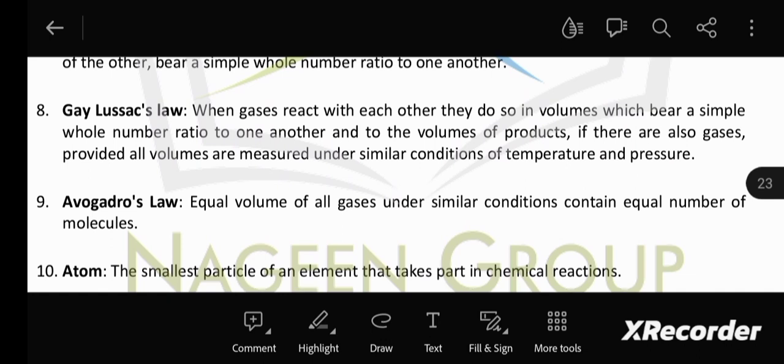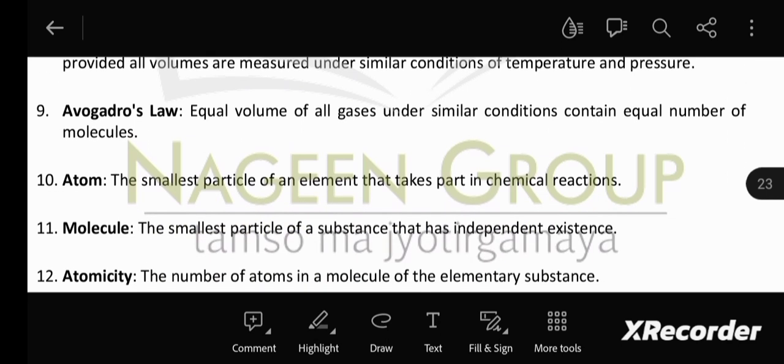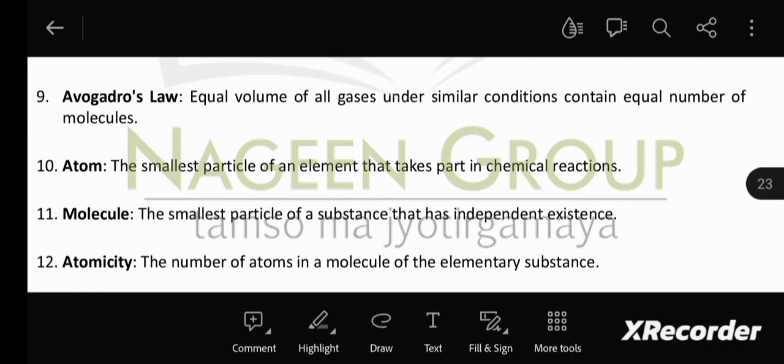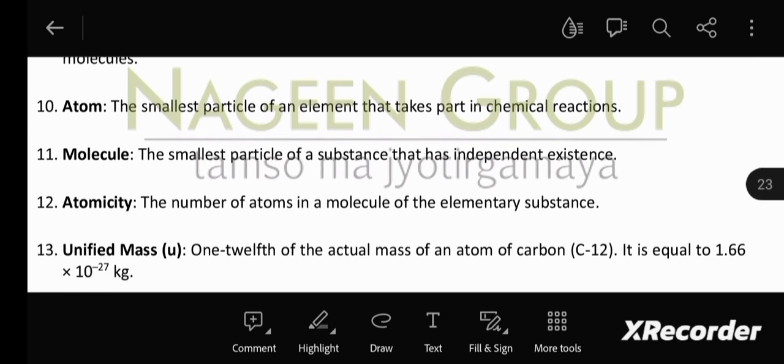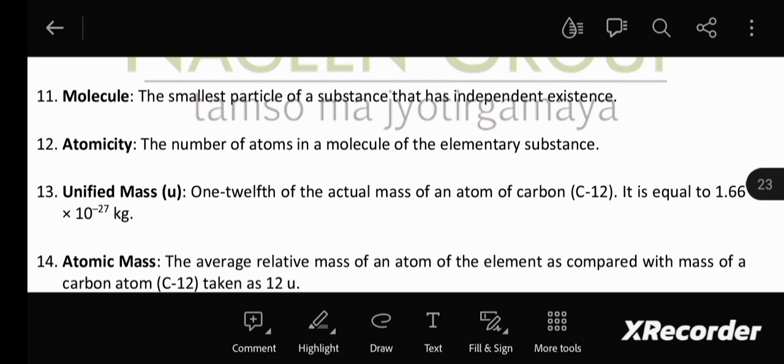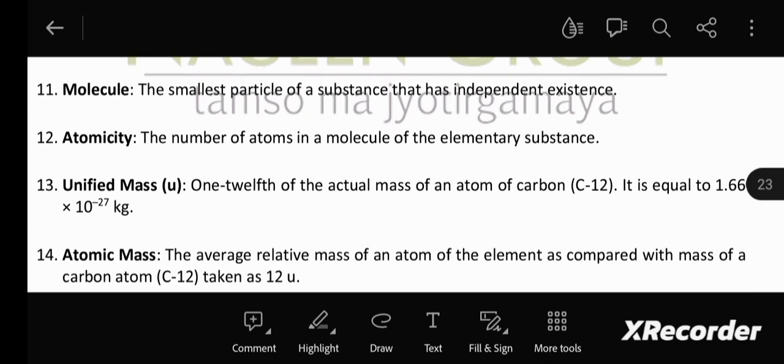Next, Gay-Lussac's law. What does Gay-Lussac's law say? When gases react with each other they do so in volumes which bear a simple whole number ratio to one another and to the volume of the product. This is called the Gay-Lussac law. Next, Avogadro law, that the volume of all the gases reacting is directly proportional to the number of molecules. Atom, smallest particle of the elements. Molecule, smallest particle of a substance that has independent existence. Atomicity, number of atoms in a molecule.